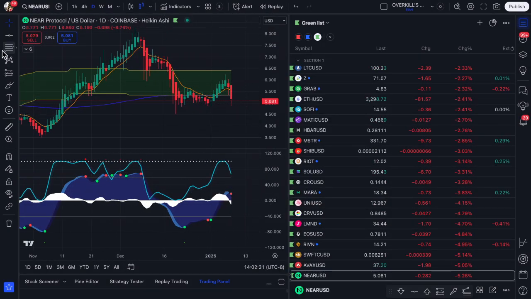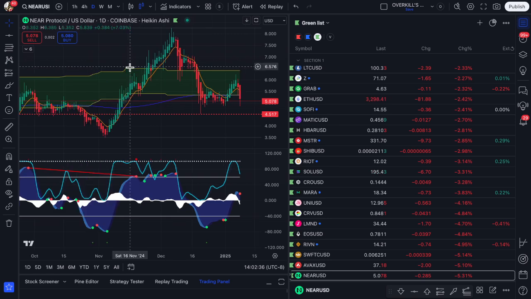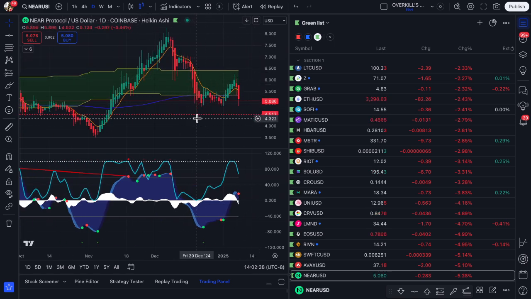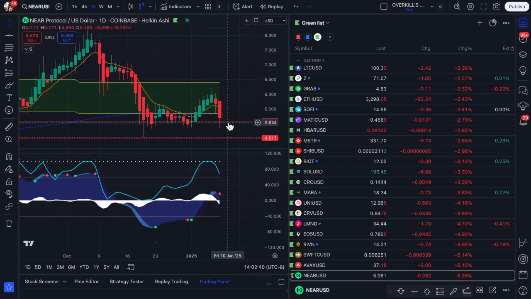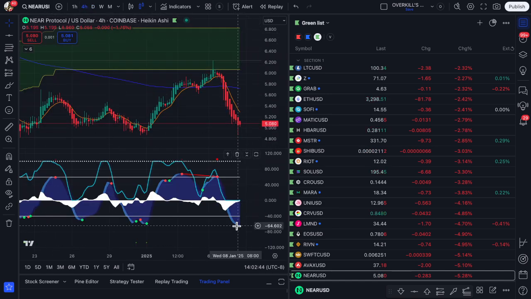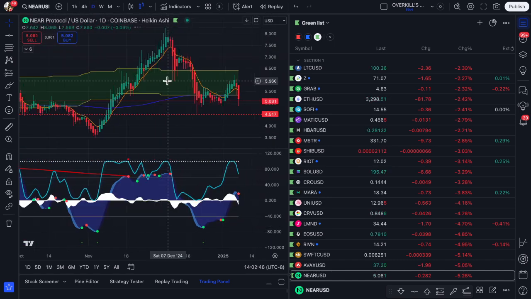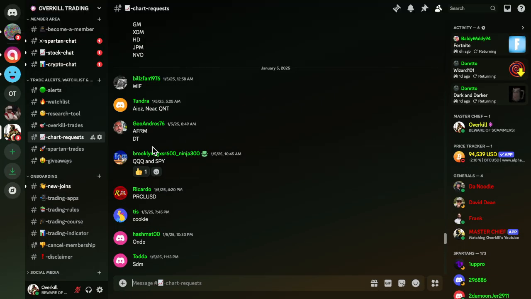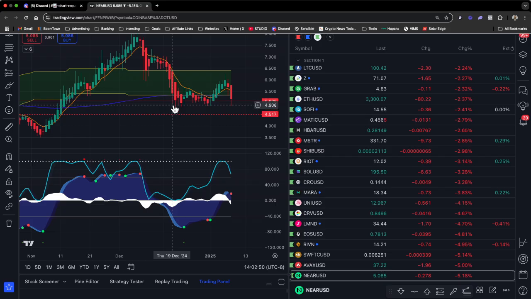Near protocol, ugly red dot today. This one really needs to hold on to 450. 450 is that stop loss. That's the bottom of this low right here. If that breaks, the chart breaks. But if we can save it, okay, we see the volume coming in. You can see it's going to get a 4-hour dot here pretty soon. I would set a stop loss at 450 on that one. And if it breaks, sell it.